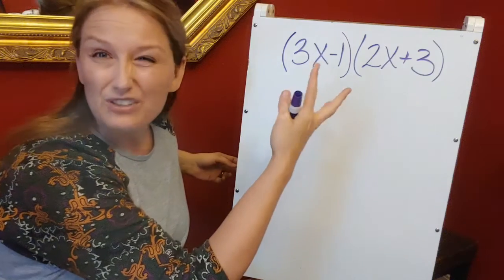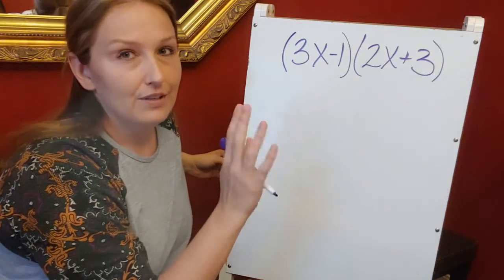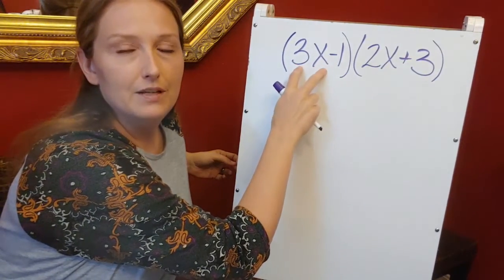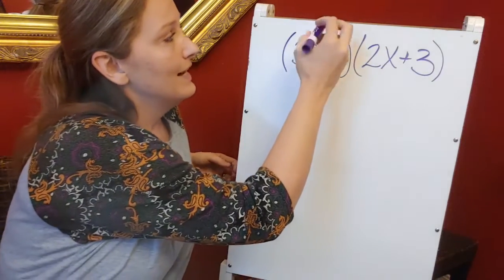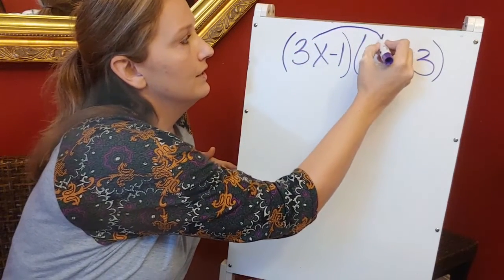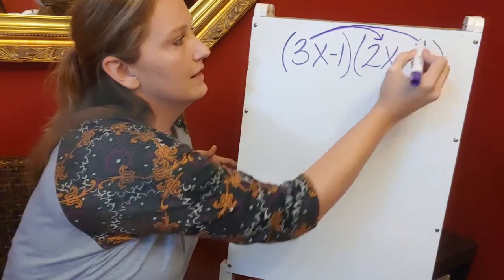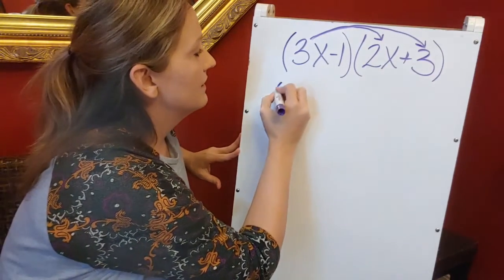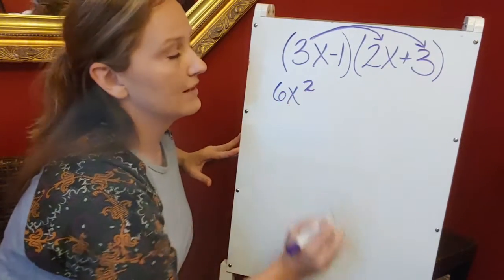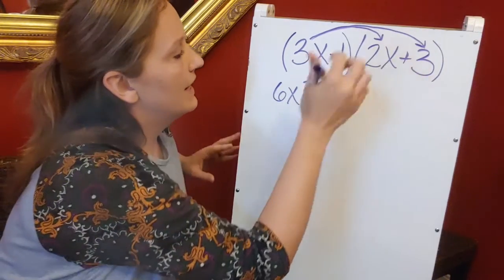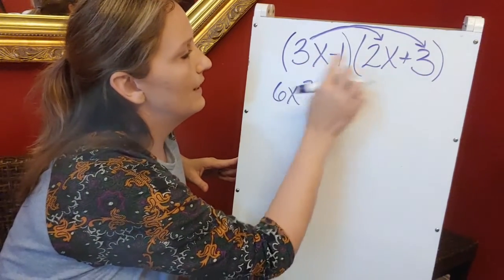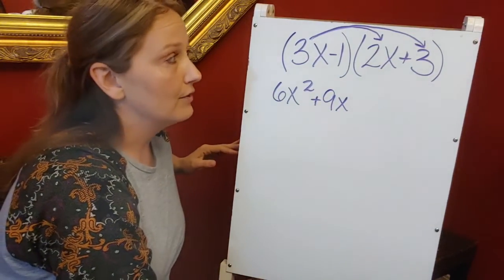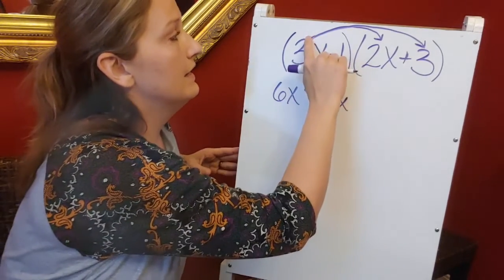You're going to start off with an expression that looks like this, and we're going to start with this 3x. This is the first part of my first set of parentheses, and I'm going to distribute just that 3x to the other set of parentheses. So 3x times 2x gives me a 6x squared. 3x times 3, now I'm multiplying 3 times 3 to get that 9, and x. Okay, so we've got the first part of this parentheses done.